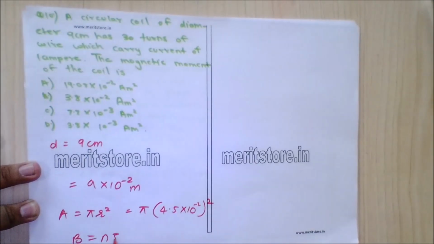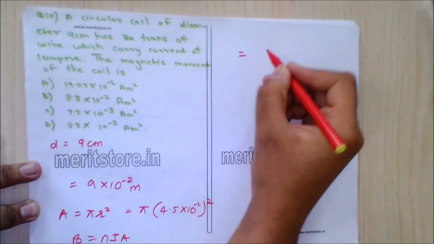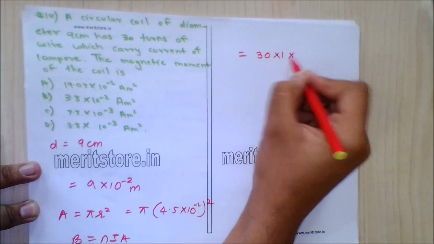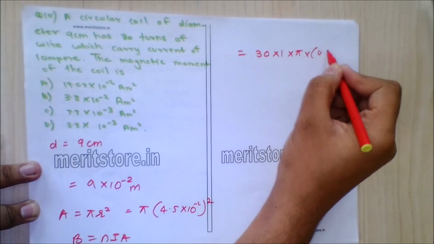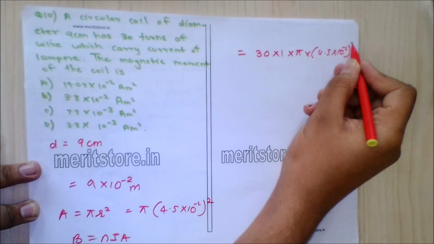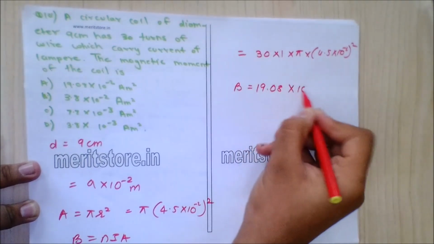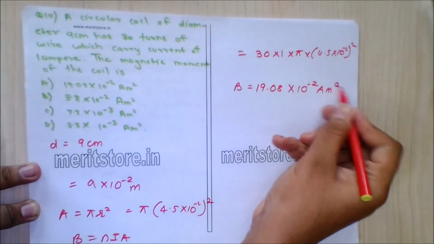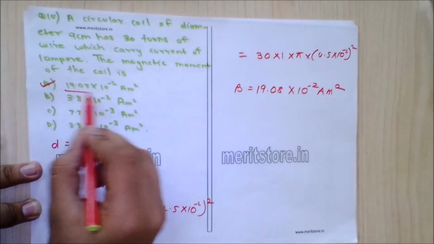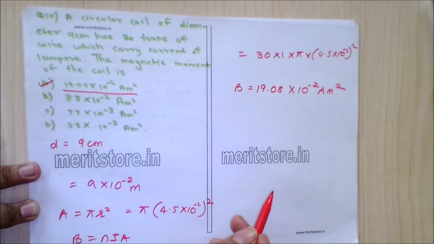M is equal to N I A. Substituting the values in the formula, 30 into 1 into pi into 4.5 into 10 raised to minus 2, the whole square. M is equal to 19.08 into 10 raised to minus 2 ampere meter square. So option A, 19.08 into 10 raised to minus 2 ampere meter square, is the correct answer.